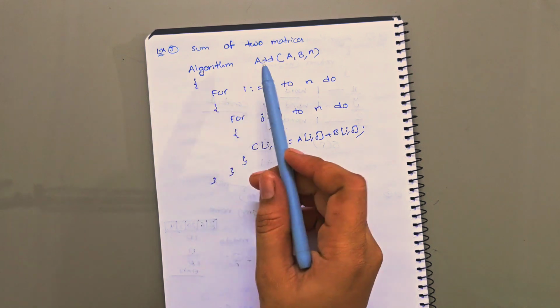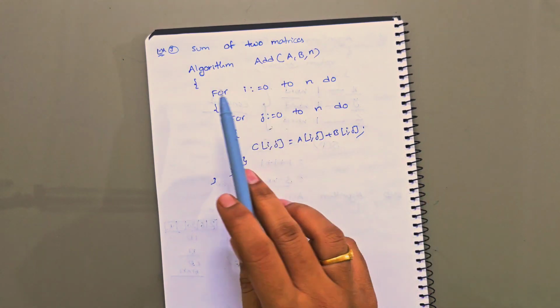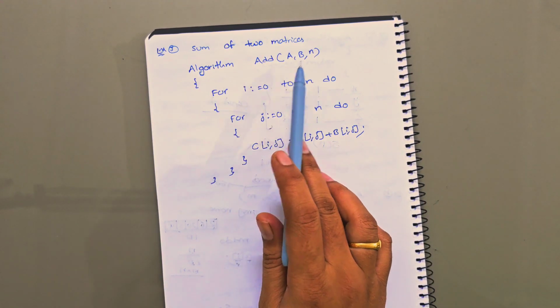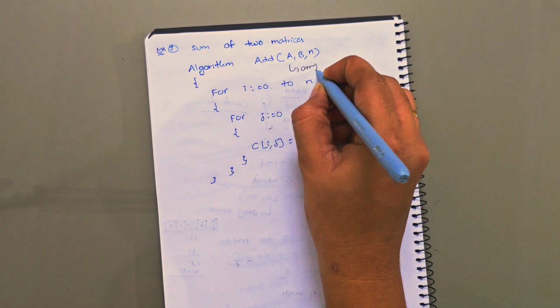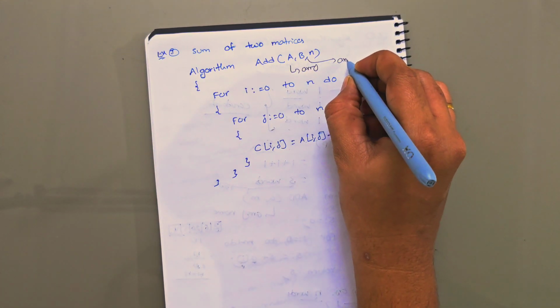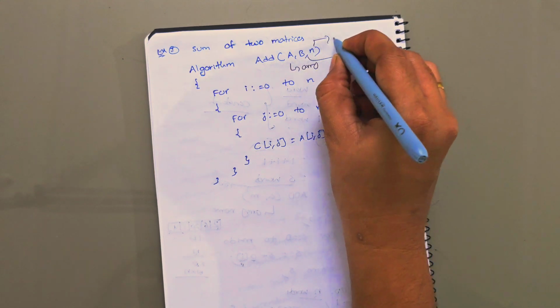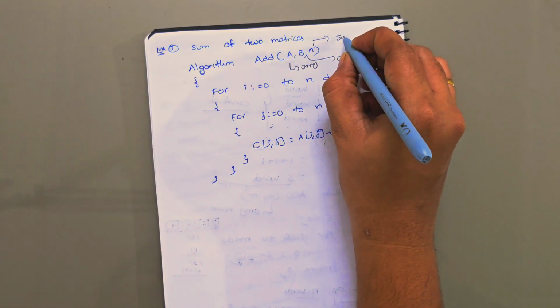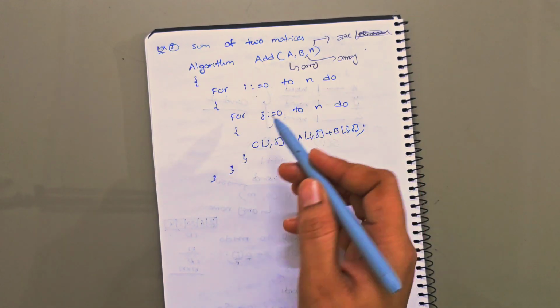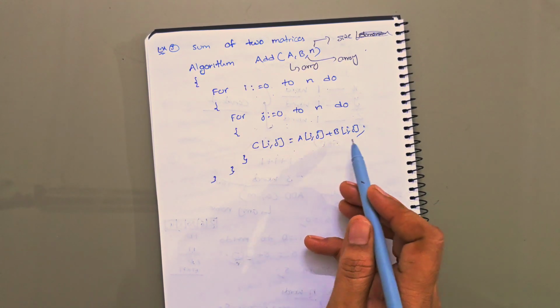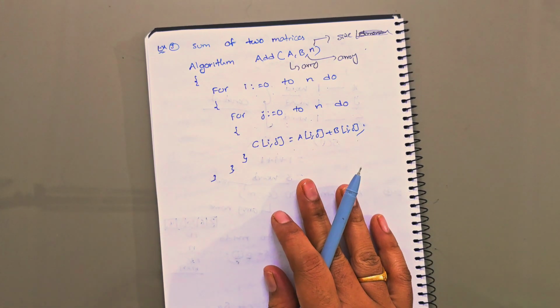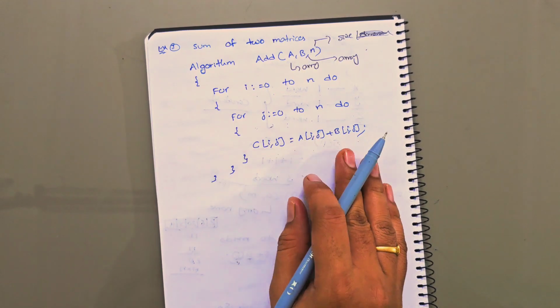Next example, sum of two matrices. So algorithm add A, B, N. Here A is the array, B is array, and N is the size. For I equal 0 to N, for J equal 0 to N, C of Ij is equal to A of Ij plus B of Ij. So this is the formula for adding two matrices.